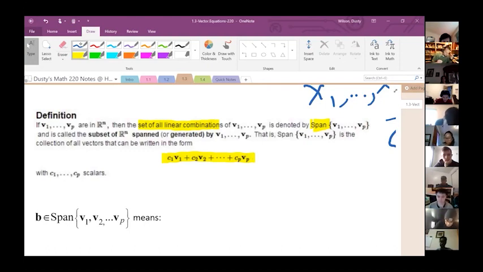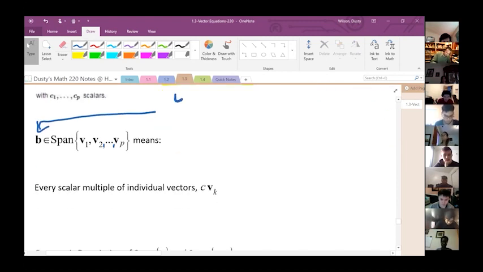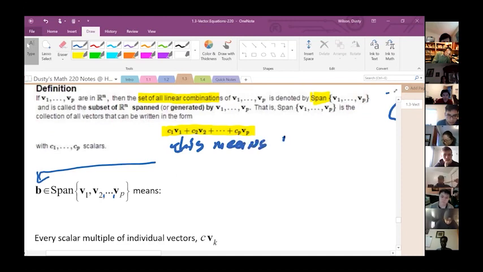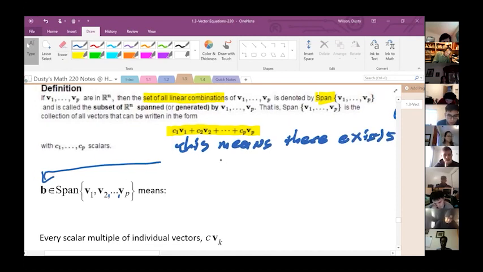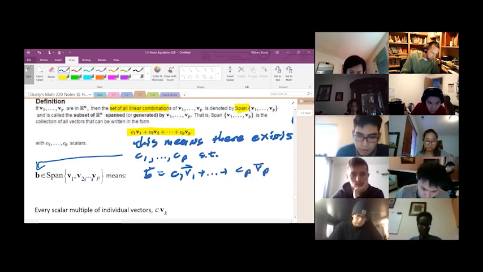So let's see if we can track what this means. So for example, when we say that B is in the span of V1, V2, all the way to VP, this means that there exist scalars C1 to CP such that B is equal to C1 V1 plus ... plus CP VP. Okay.